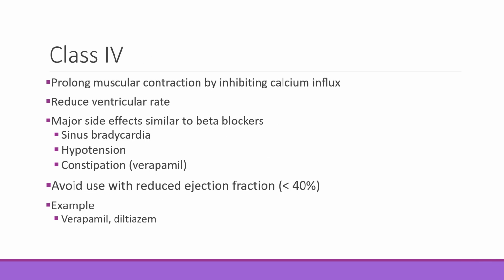Okay, so class 4 antiarrhythmics prolong muscular contraction by inhibiting calcium influx. They reduce the ventricular rate, and they have major side effects, but are similar to beta blockers in that you can see sinus bradycardia and hypotension. Examples of these are calcium channel blockers like verapamil and diltiazem.